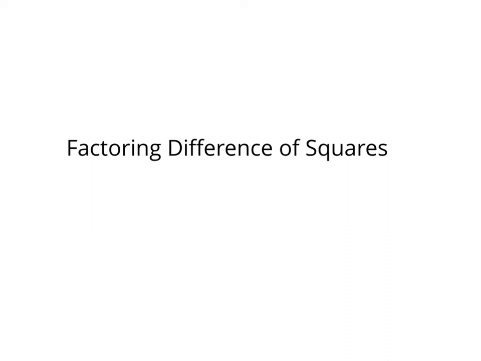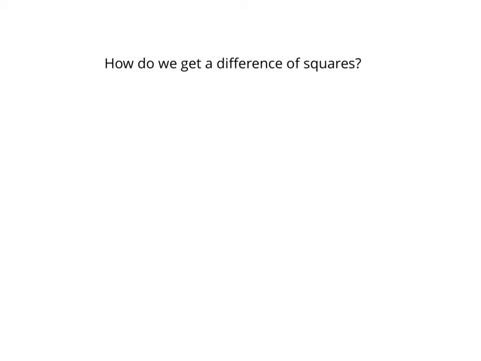In this video, we're going to discuss factoring difference of squares. So we're going to start out with just a reminder on how we get a difference of squares. The way that we get a difference of squares is when we multiply two binomials together that are almost exactly the same, except one has an addition sign and one has a subtraction sign.